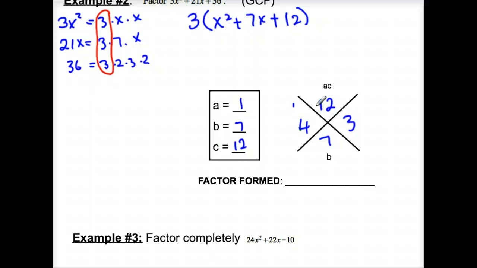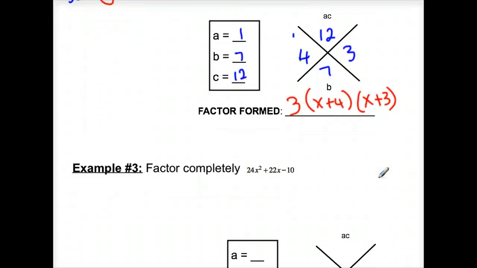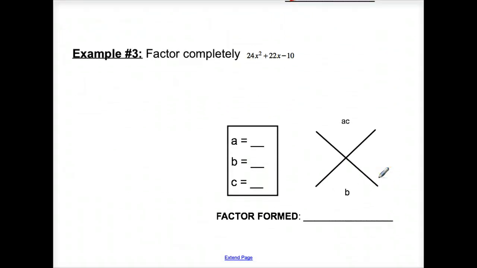Good. So now that you have this, it's actually pretty similar to example 1. What I'm going to do now is keep the 3 that I factored out earlier, finding the GCF. My A is 1, so all I'm going to do is x plus 4 and x plus 3, and that's my factored form. Now our last question for today that I'm going to review with you is: factor completely 24x squared plus 22x minus 10.